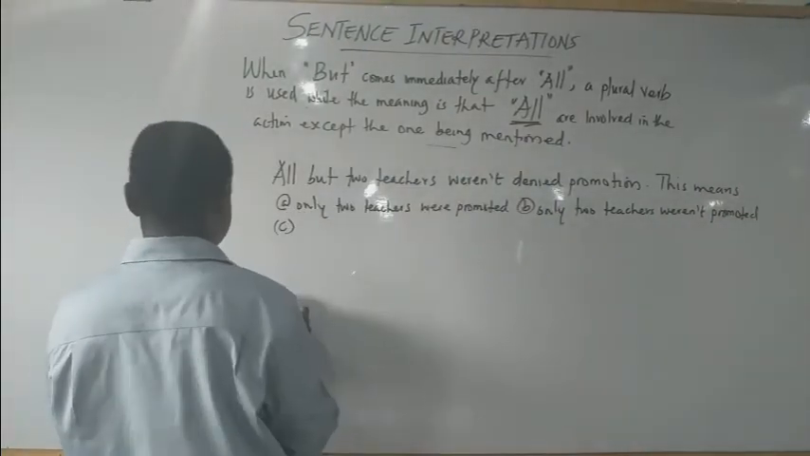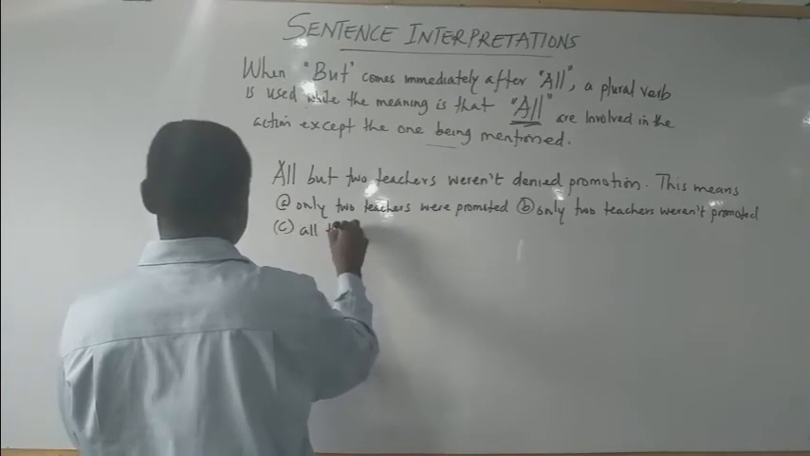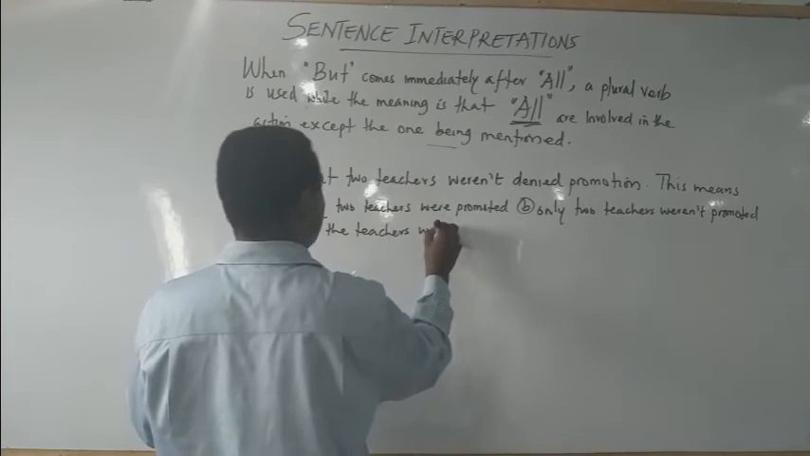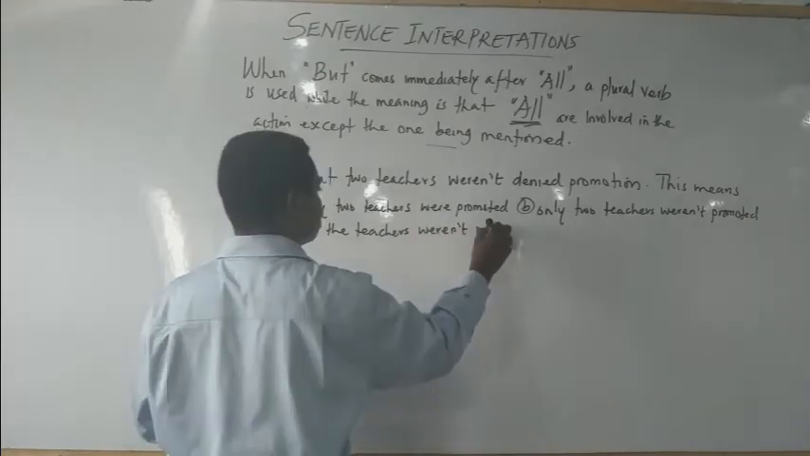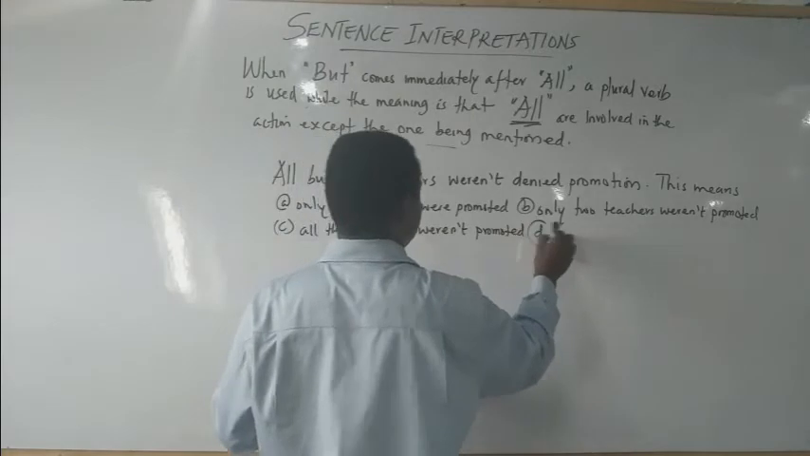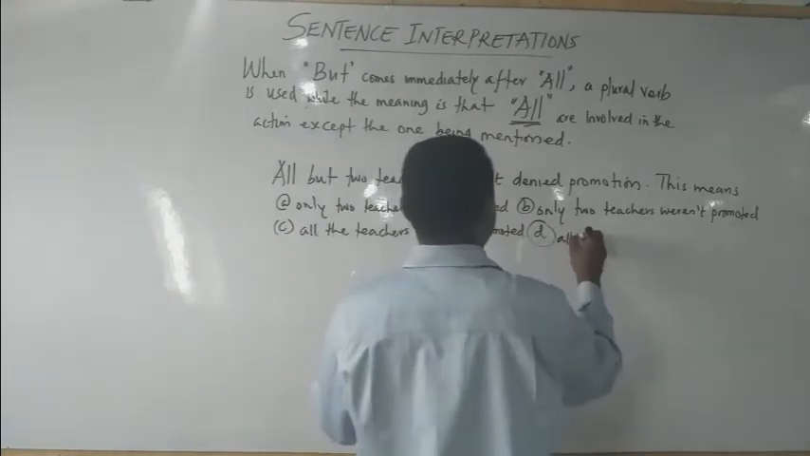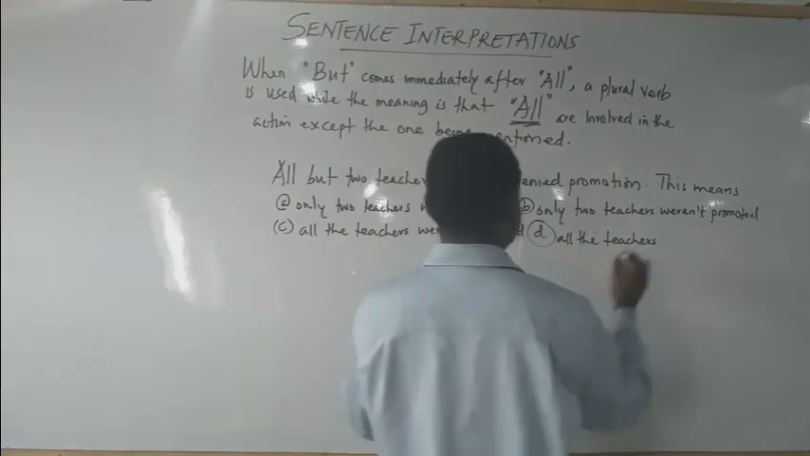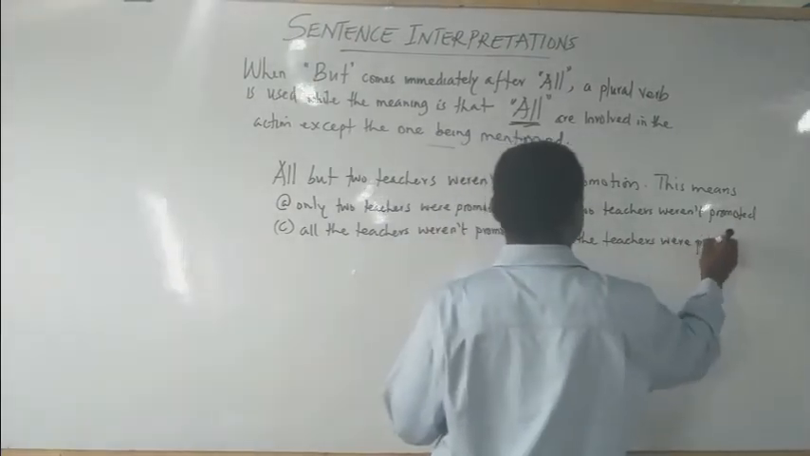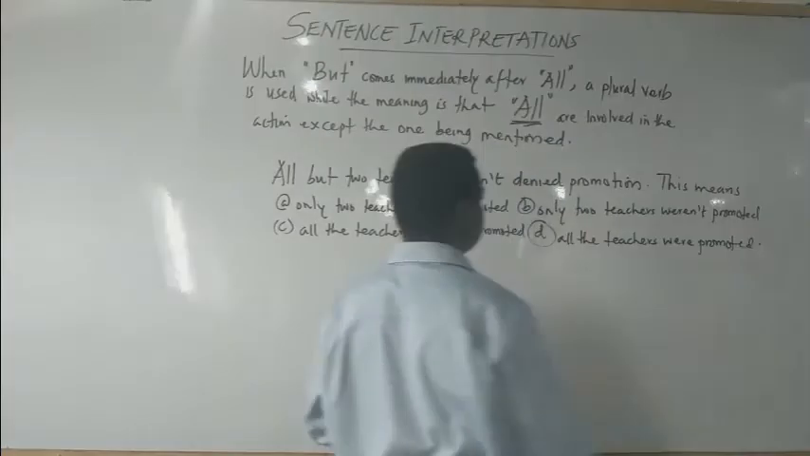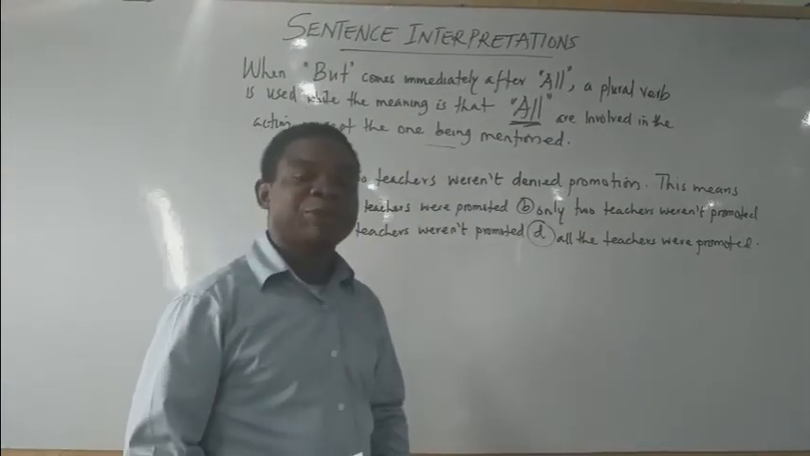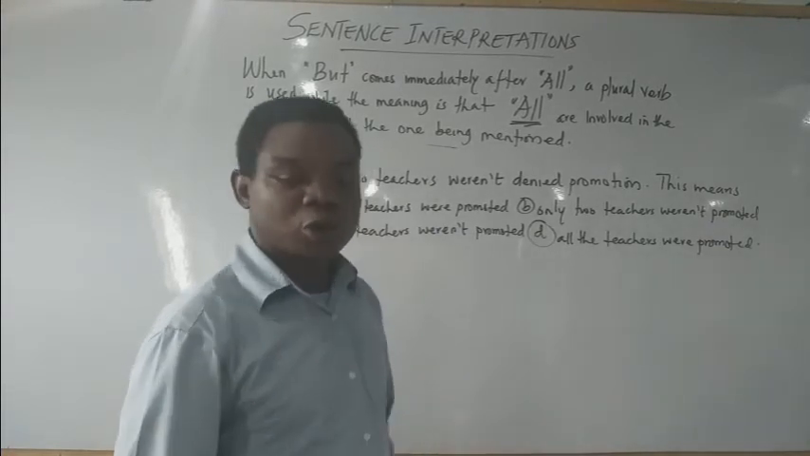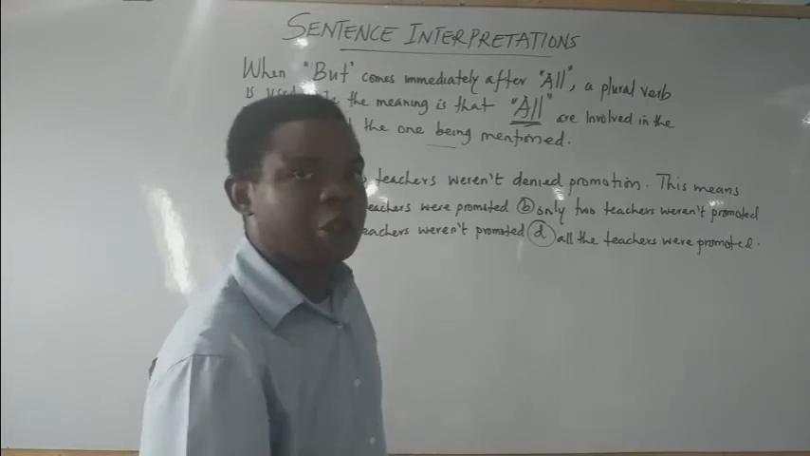Option C, all the teachers weren't promoted. Then option D, all the teachers were promoted. Can you see this option? Sentence interpretation is a complex aspect in English, but with this explanation, it becomes simple.